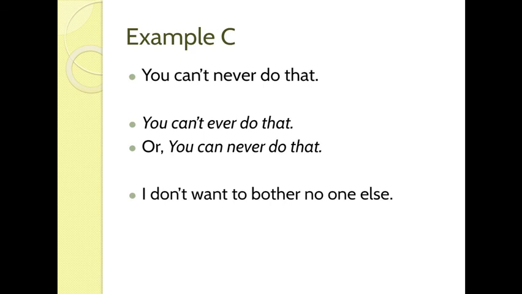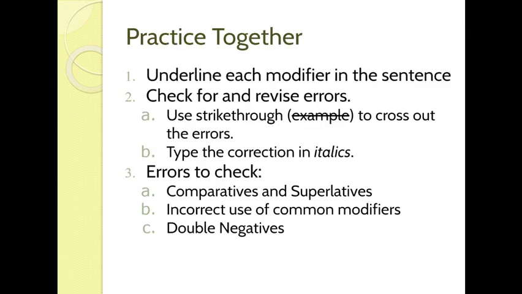I don't want to bother no one else. So we have N apostrophe T, which is a negative, and no one else. So options: I don't want to bother anyone else. Because even if I look at it, no way saying I want to bother no one else. That sounds weird. All right.